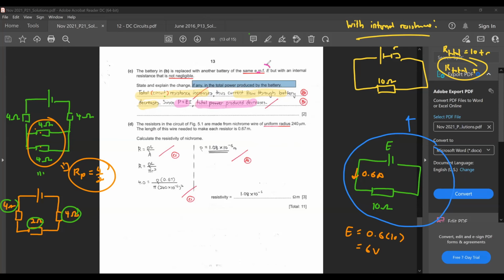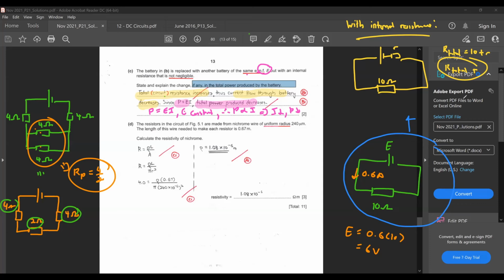The EMF I already know is constant, the same here because they already say same EMF. So if P equals EI, E is constant, therefore P is proportional to I. So if I already know that I drops, power ought to drop. Okay, so this is for part C.